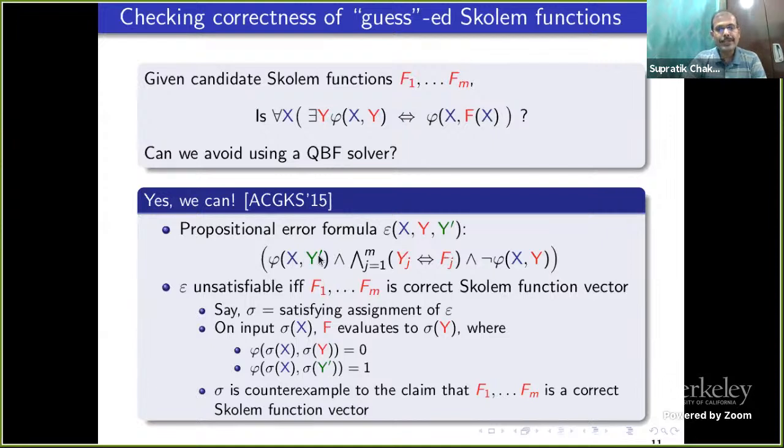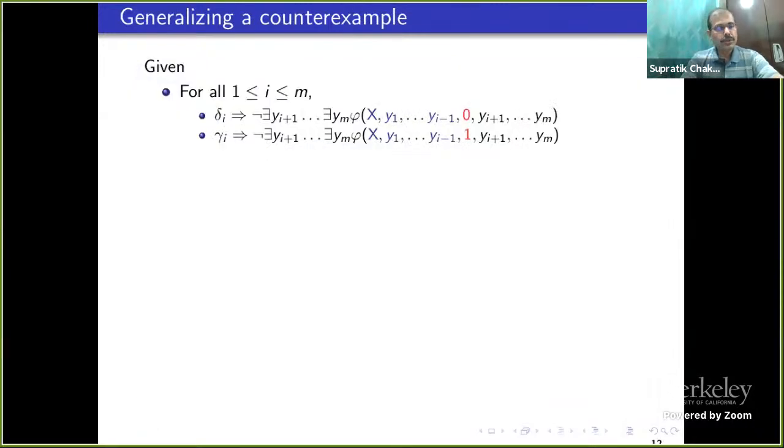Because if you get a satisfying assignment, what this is saying is that for a given x, there actually exists some values of y which can make the specification true. But if you set the y's to your Skolem functions, the specification evaluates to false. So clearly, it means that there is an error in the guessed Skolem functions somewhere. So how do we repair?